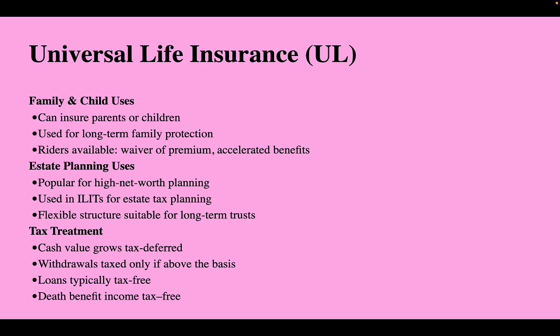Life insurance uses in family and estate planning. 1. Family and child protection. Life insurance can be used to insure parents or children, providing long-term financial protection for the family. Common riders include: waiver of premium, which keeps coverage active if the insured becomes disabled; and accelerated benefits, which allow access to the death benefit in case of terminal illness.